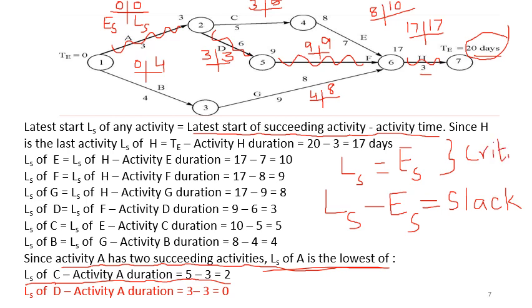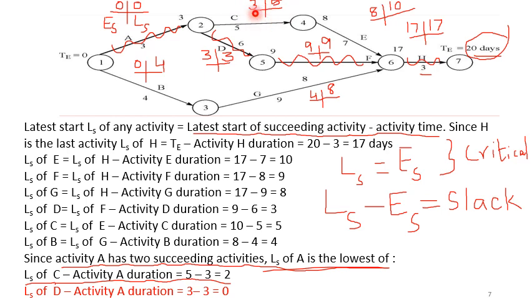Those activities where slack is 0, slack is LS minus ES. That means permissible delay in any one of these activities is 0. Whereas if you see the non-critical activities, see here, activity C, ES is 3, LS is 5. So there is a difference of 2. 5 minus 3 is 2.